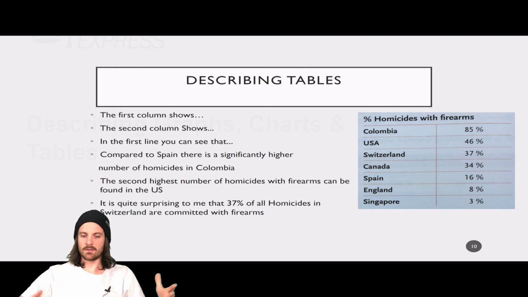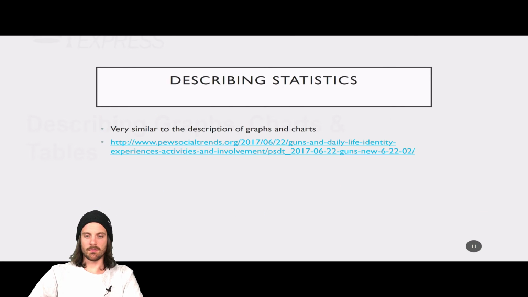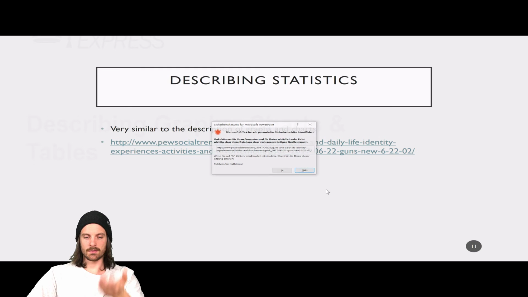Maybe it surprised you that Switzerland has quite a high number of homicides with firearms, or maybe it surprised you that Colombia has just a really high percentage of homicides. Yes, so work with it and not only read the table. So describing statistics is, of course, something that always involves graphs and charts, so therefore it's similar.